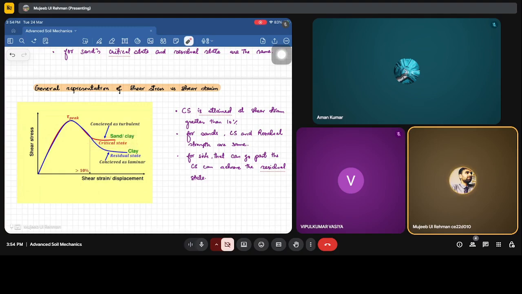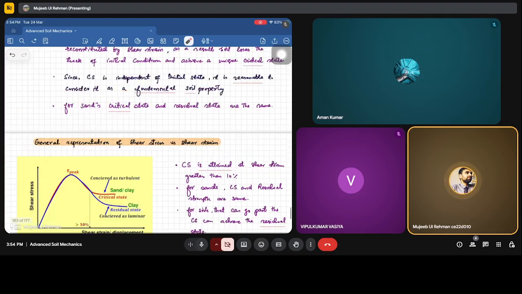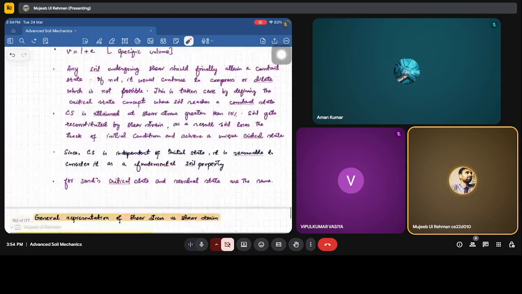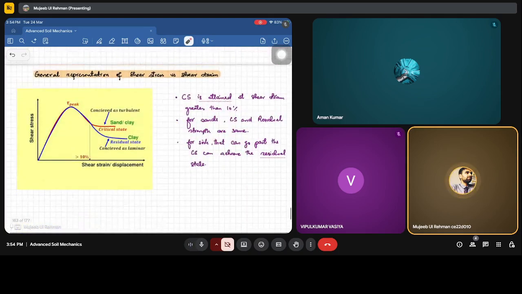And as I told you here, the critical state is a kind of turbulent flow. But the residual state of the clay can be considered laminar. The particles move very uniformly with each other. But in the critical state, there will be a turbulent motion of the particles. It's a random motion of the particles. Right? The critical state is achieved at strain greater than 10%. We can see from here we can expect the critical state to occur. For sands, critical state and residual states are the same. Fine. Soils that can go past the critical state can achieve the residual state.